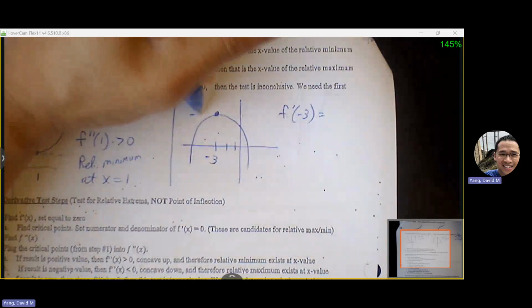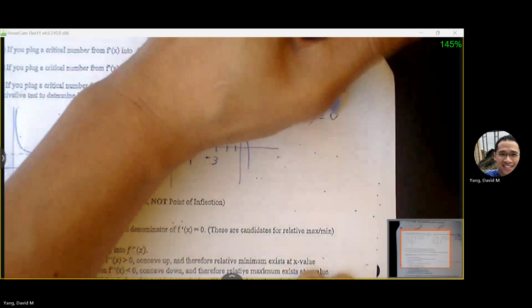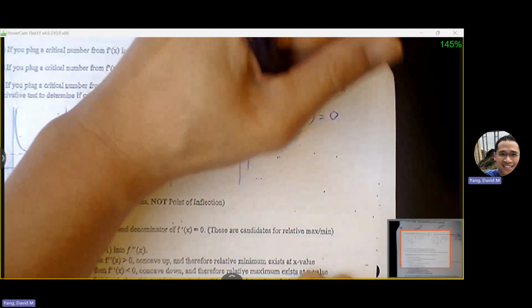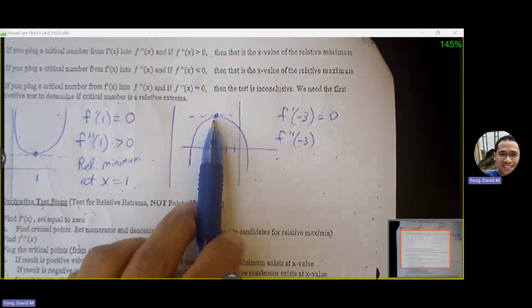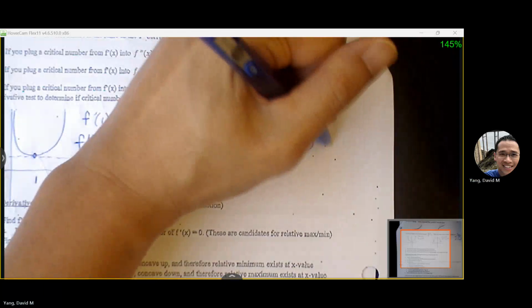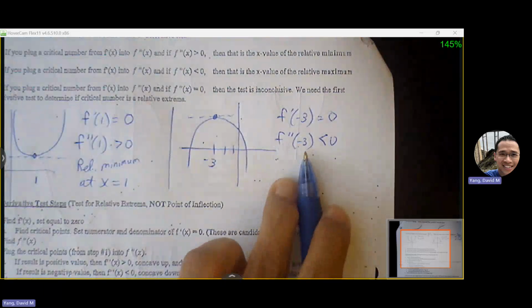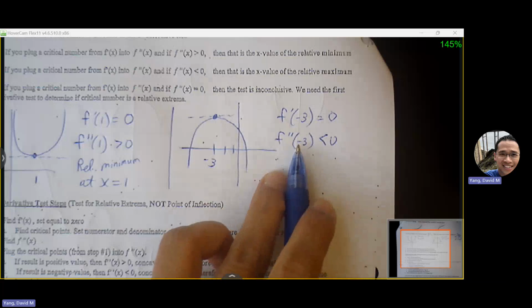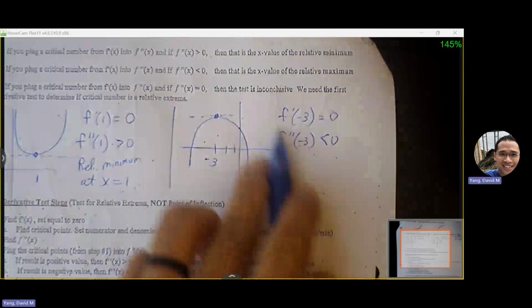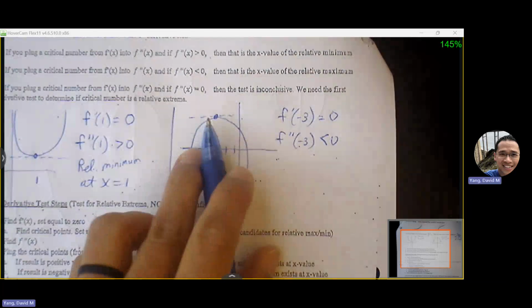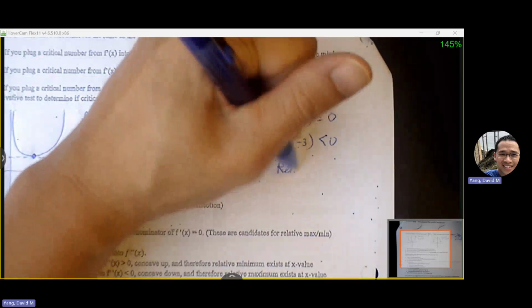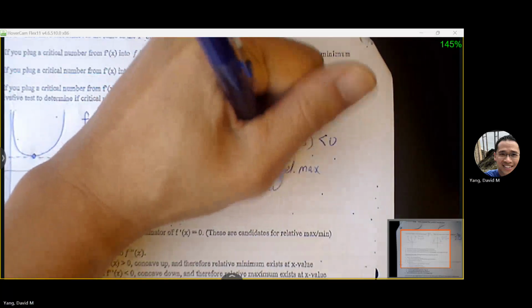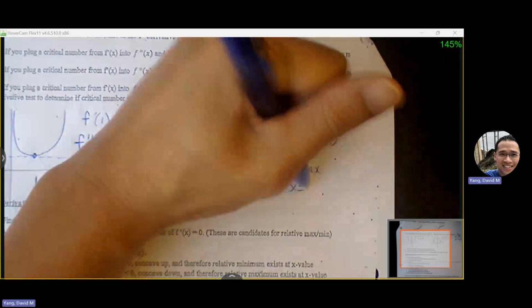Zero, because the slope is 0, right? What would f double prime of -3 be? Less than 0, right? So concave down. If I pair concave down with slope 0, without even looking at any more information, I know it has to look like this. If it looks like this, there must be a relative max at x equals -3.